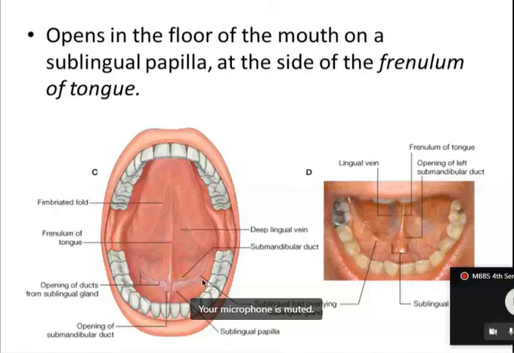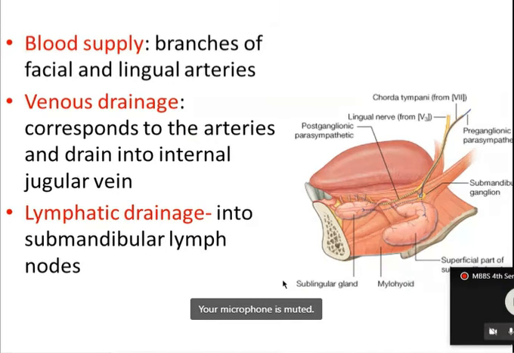And the blood supply of the gland is by the branches of the facial and the lingual artery. So they are again the branches from the external carotid artery. Venous drainage corresponds to the arteries and drains into the internal jugular vein, and the lymphatic drainage is into the submandibular lymph nodes.